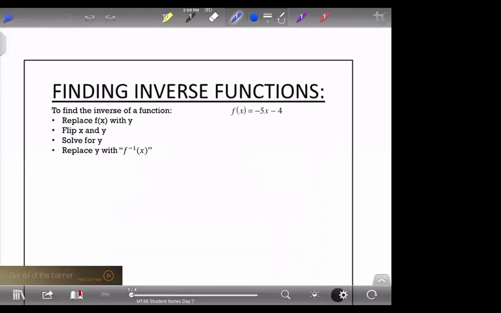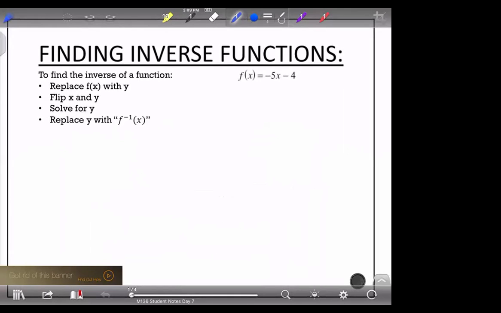So inverse functions, we have 4 steps to find inverse functions. Step number 1, we're going to replace f of x with y. F of x is just function notation. Sometimes it's g of x, h of x. We're taking that function notation out and we're going to replace it with y.